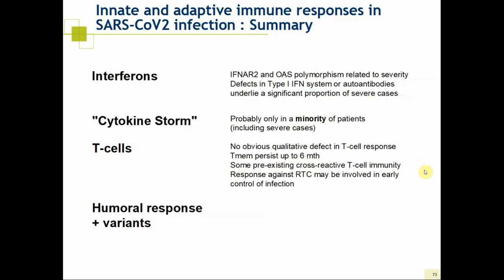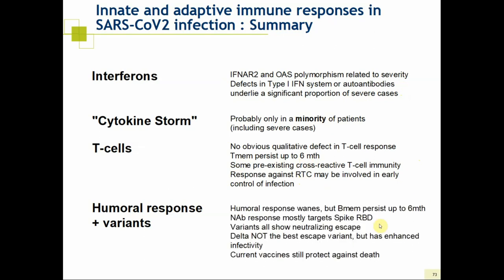What is very interesting is that there is some pre-existing cross-reactive T cell immunity. People who've been infected with endemic human coronaviruses have some T cell responses that can cross-react to epitopes in SARS-CoV-2. The ones that might be protective seem to be the T cells against the RNA polymerase complex, the RNA replication and transcription complex. Those T cells may be involved in early control of infection, and if you're infected, your T cells eliminate the infected cells and you don't even seroconvert. So that's some very interesting results just published this month.